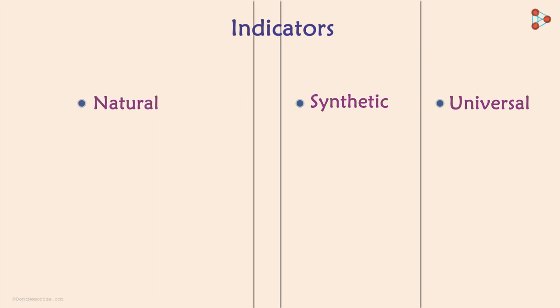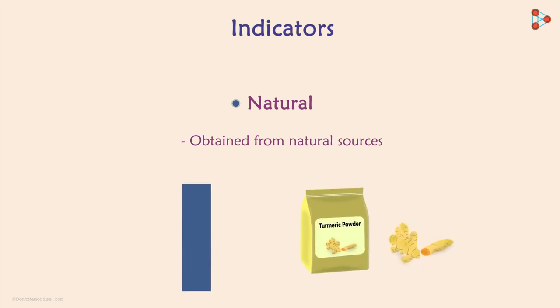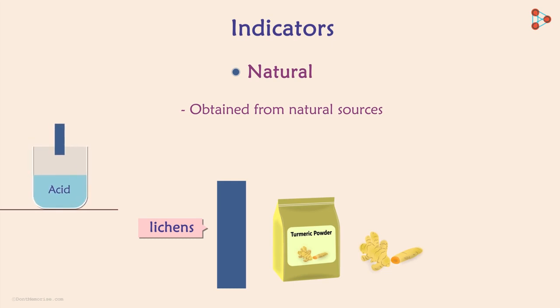As the name suggests, indicators obtained from natural sources are called natural indicators. Litmus and turmeric are examples of natural indicators. Litmus is obtained from lichens. If you remember, an acid turns blue litmus paper red and a base turns red litmus paper blue.